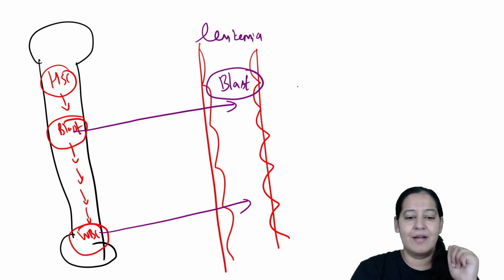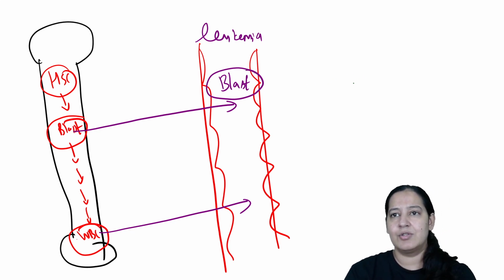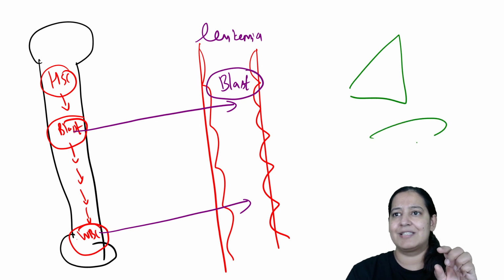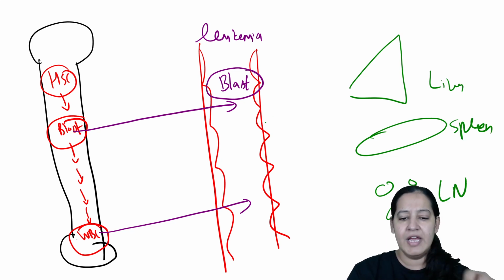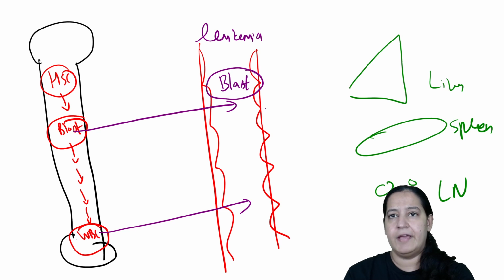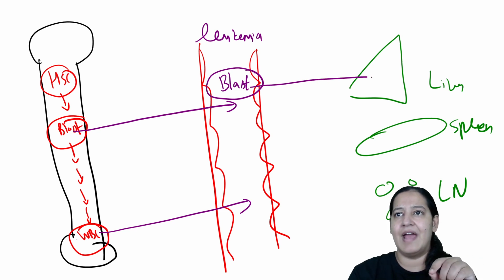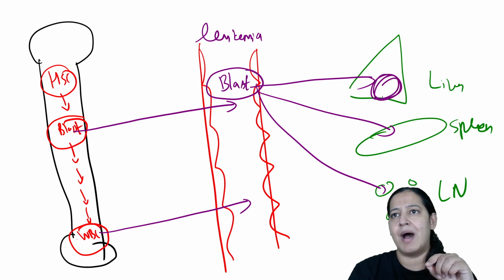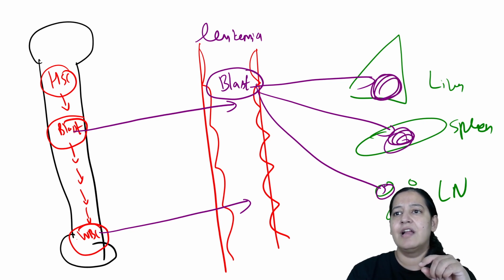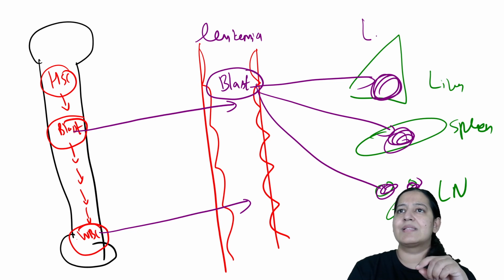After coming in the blood, these are the solid organs. It can be liver, it can be spleen, it can be multiple lymph nodes. So liver, spleen, lymph node. So these are the solid organs. If these blasts, after coming in blood, enter these solid organs and cause masses in them, mass in the liver, mass in the spleen, lymph nodes get enlarged, this is known as lymphoma.